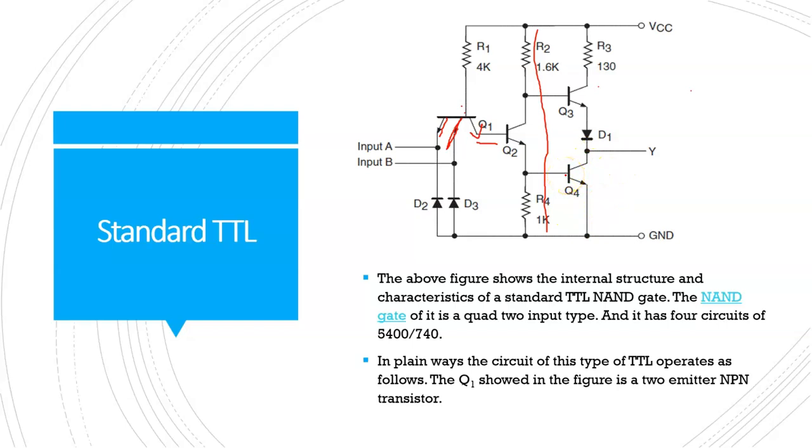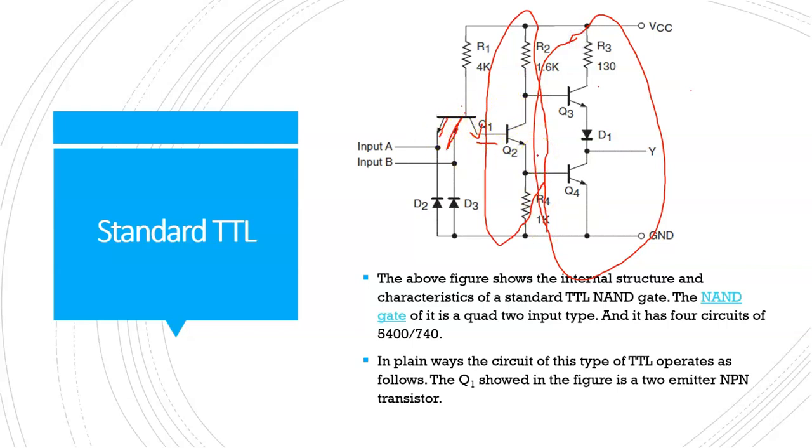So this circuit will behave like a TTL, and this middle portion of the circuit, once again I'm telling you, is said to be a phase splitter. This is called a totem pole configuration, and this one is the multi-emitter transistor.